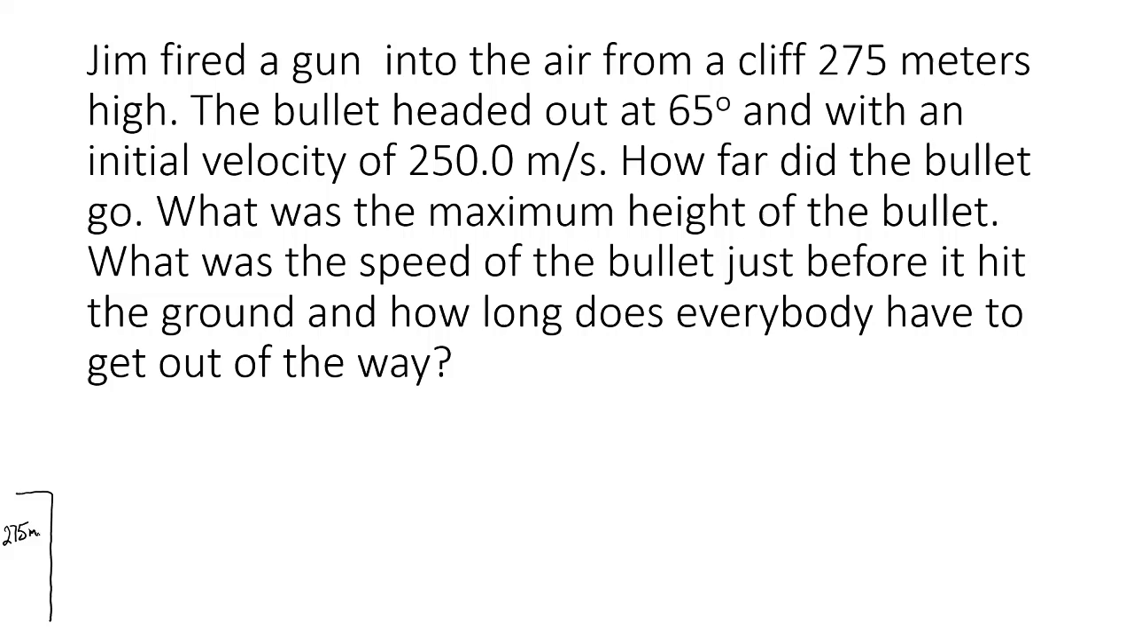So 275 meters high, and we have this bullet fired, and the bullet's initial velocity is 250 meters per second. The angle of ascent is 65 degrees. Now there are some questions that were asked: how far did the bullet go? So it lands over here at the final horizontal position. It says what was the maximum height.